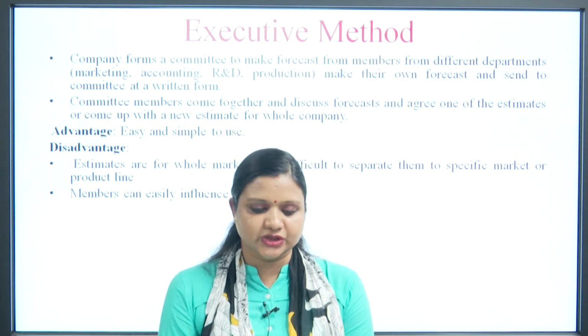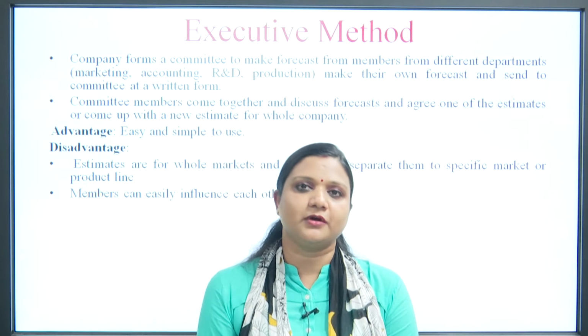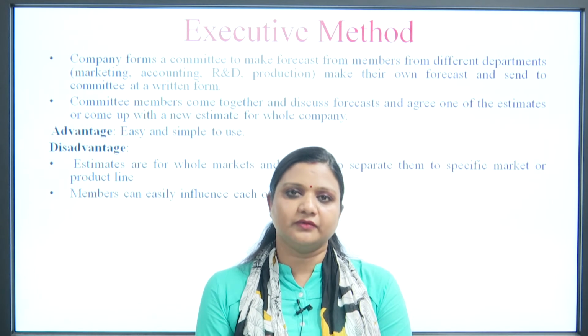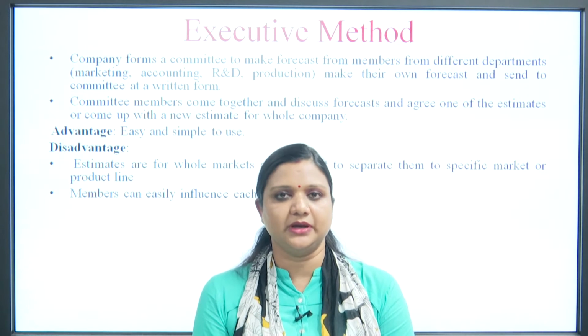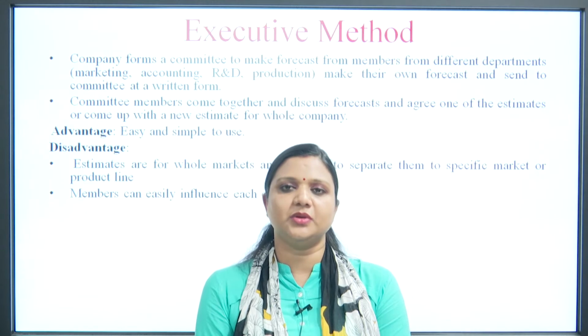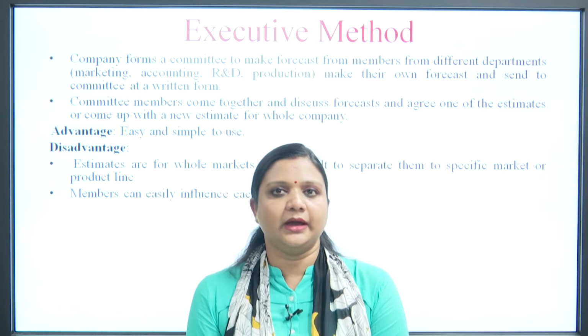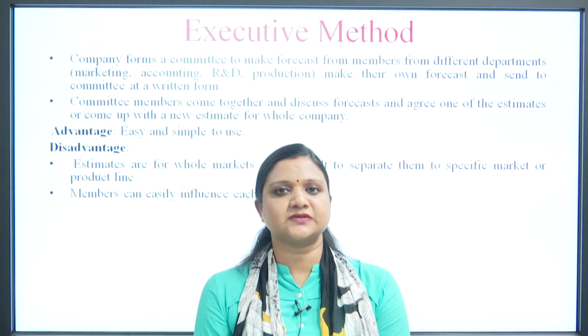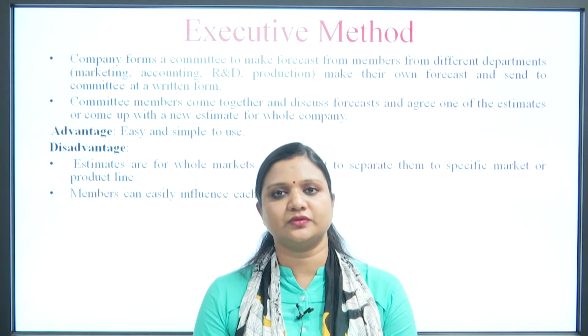Next method is the executive method. Under the executive method, the company forms a committee in which people are from different departments of the same company. It may be that the key people of the concerned departments are formed in a committee, and they are collectively asked for giving their response about the future course of action.